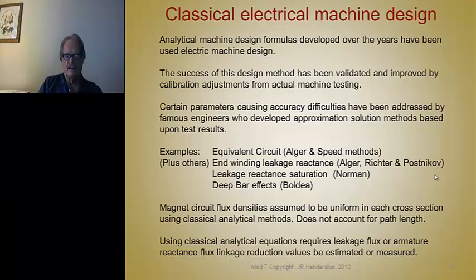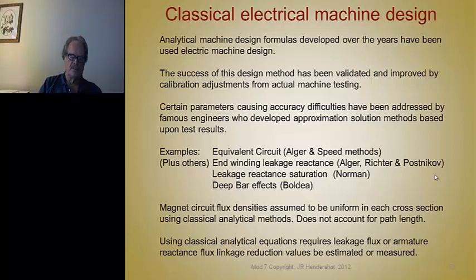So these are very important contributions, and VNOT and Tricky have also contributed calibration factors to improve the accuracy of machines based on their extensive testing.